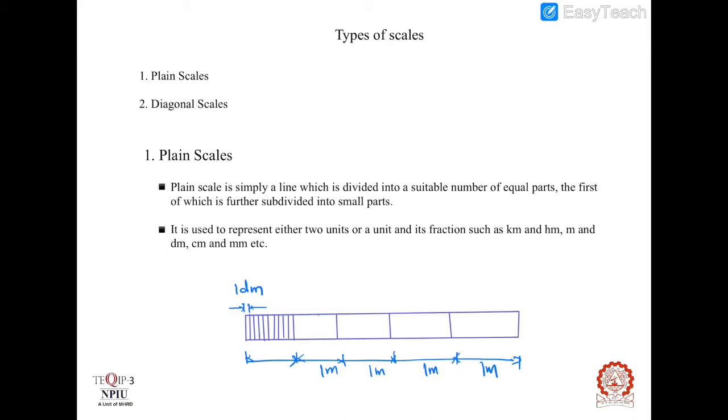It is used to represent either two units like meter and decimeters, or a unit and its fractions, such as kilometer and hectometer, meter and decimeter, centimeter and millimeter, etc. Here we can say that this plane scale is representing 2 units, meter and decimeter, or we can say this is representing meter and its fractions. So this we can understand by solving one problem.